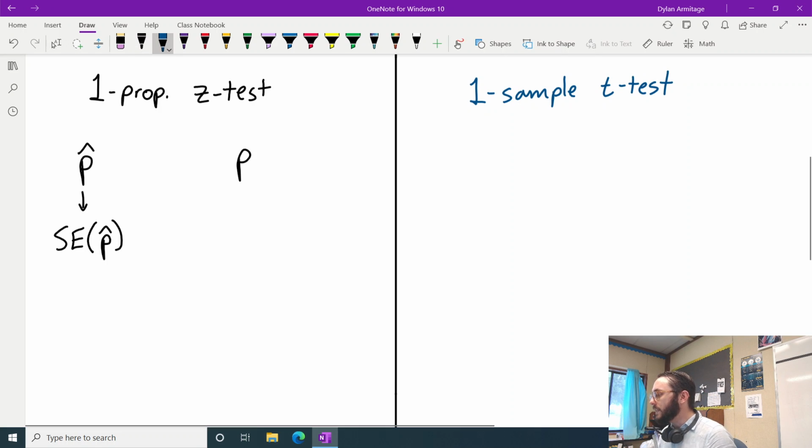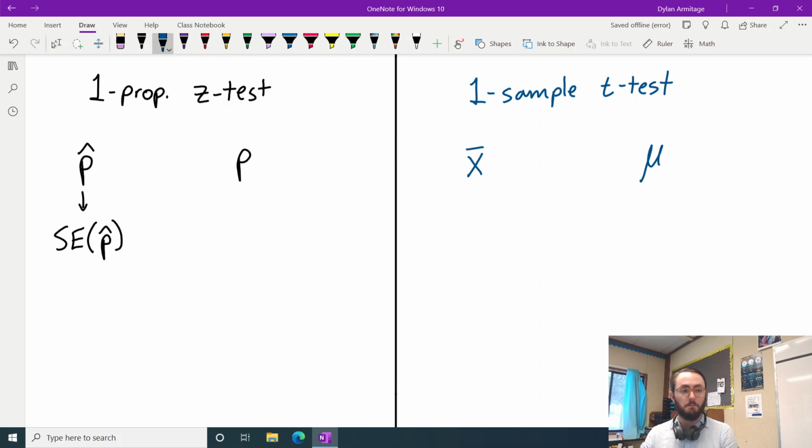For the one sample t-test, we have the sample mean, x bar. We have the population mean, mu. But now, for our standard error of x bar, okay, the sampling distribution of the mean, it's now S, the sample standard deviation, divided by the square root of n.